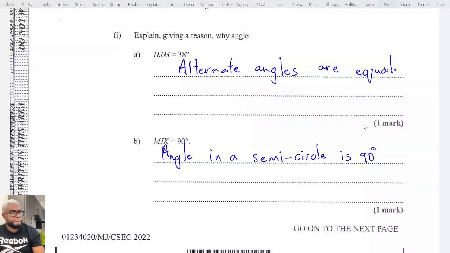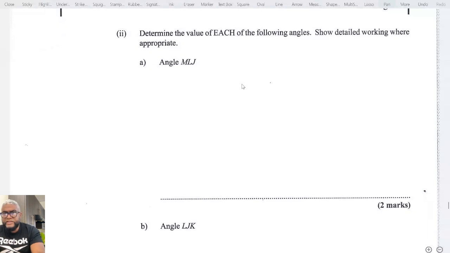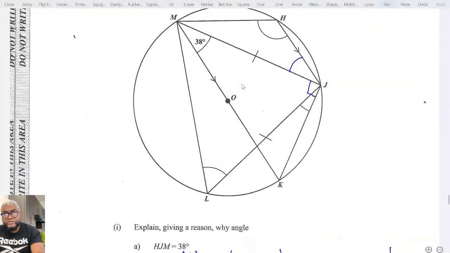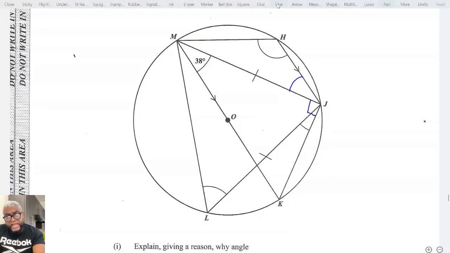Determine the value of each of the following angles. Show detailed workings where necessary. MLG. Let's go. M to L to G. That's this bad boy they asked us for. Anybody have any ideas there? M to L to G.